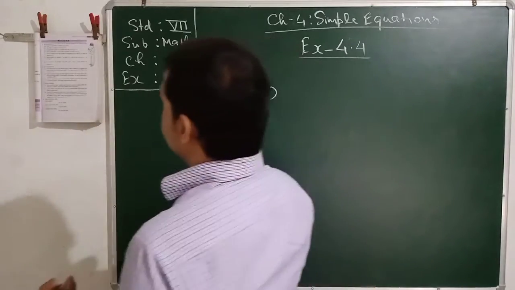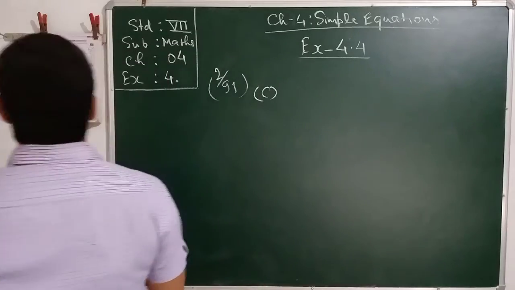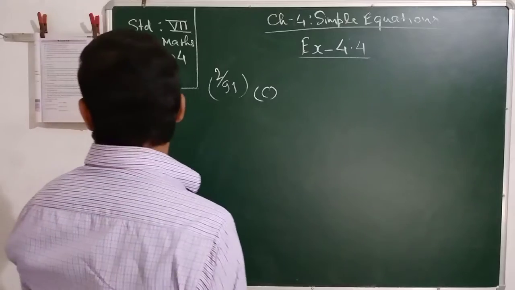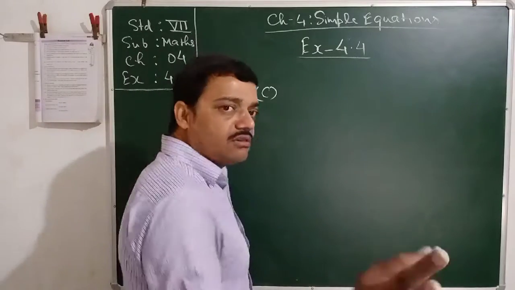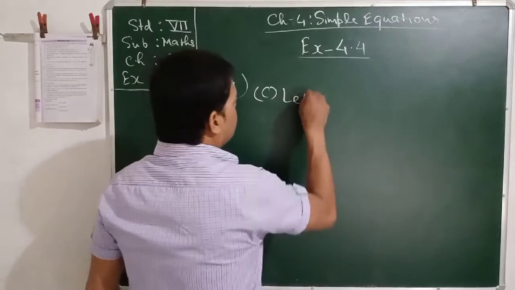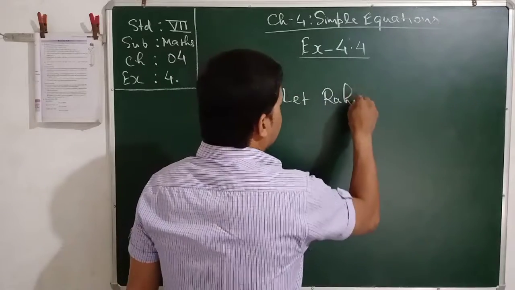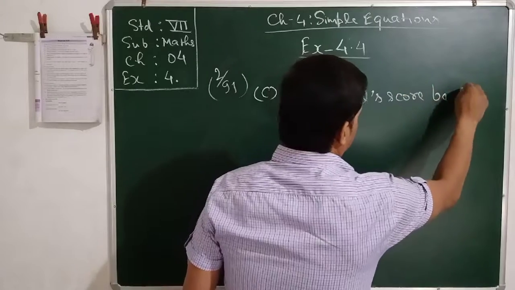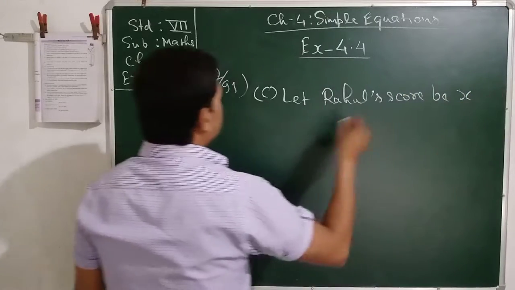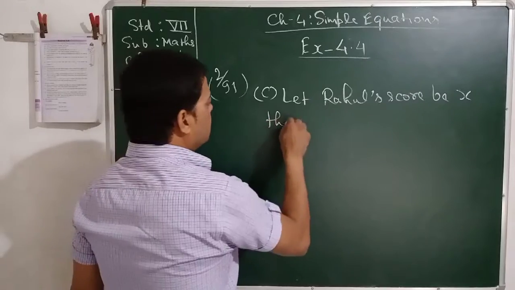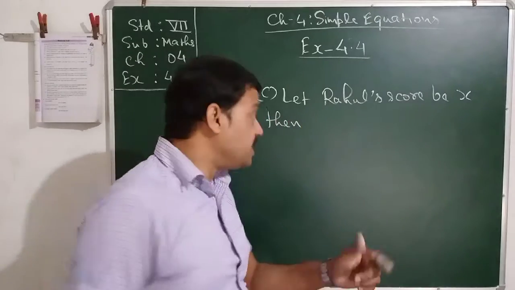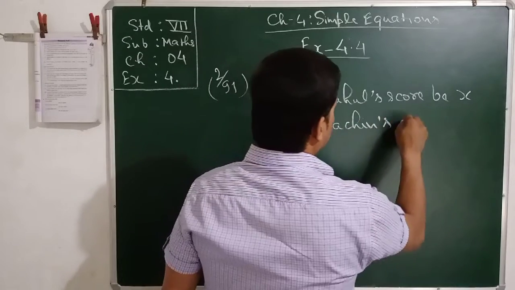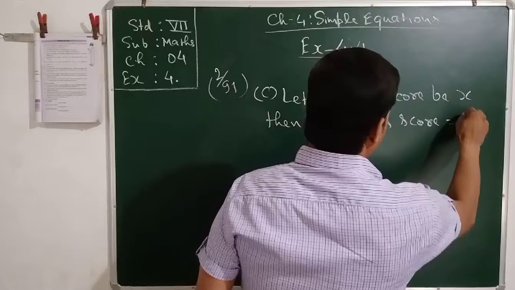Together their run fell too short of a double century. How many runs did each one score? Sachin had scored twice, so let us consider Rahul's score. Let Rahul's score be x. Then Sachin had scored twice, so Sachin's score equals 2x.